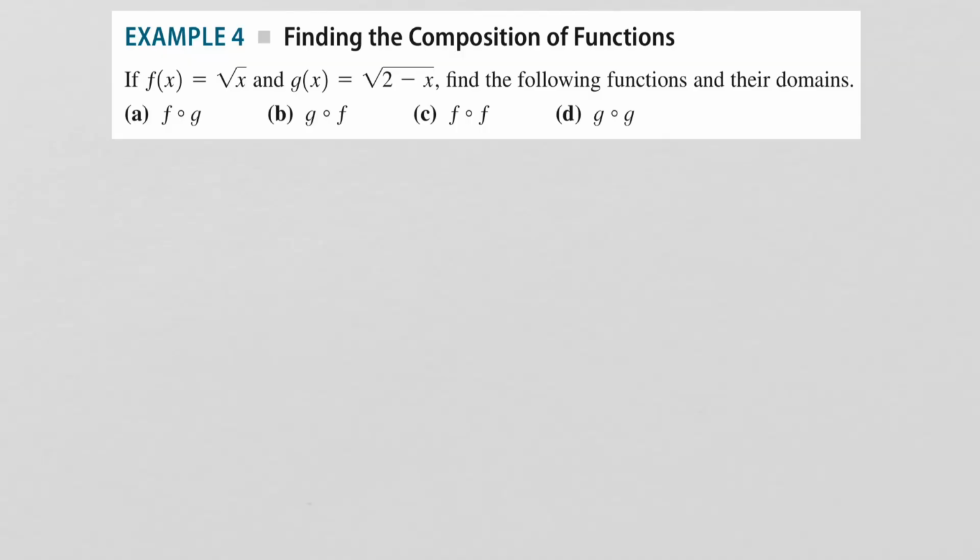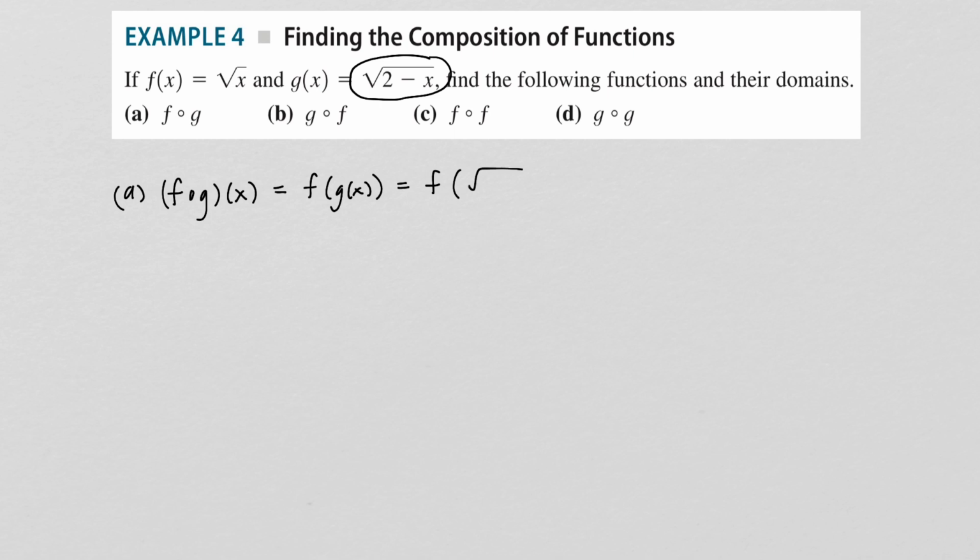In our next example, we're going to get a little more practice finding compositions. So in part A here, we have f of g. Now let's keep in mind that f of g of x means that we are plugging g of x into f of x. Now, g of x is this thing here. So this becomes f of the square root of 2 minus x. Now we're going to take the square root of 2 minus x and plug it into the f function. So that's going to give us the square root of the square root of 2 minus x, which is a little bit strange, I suppose.